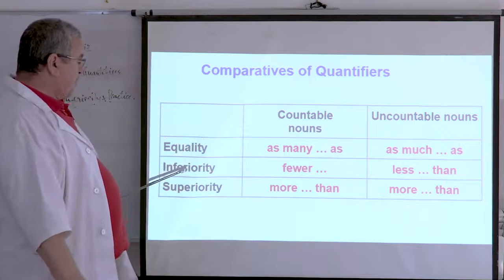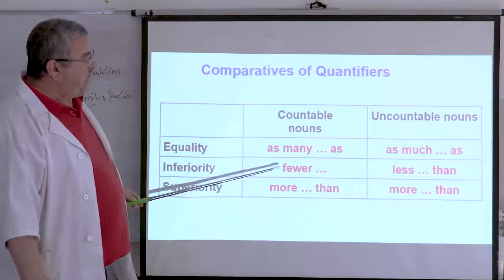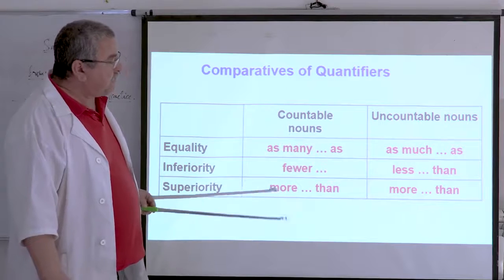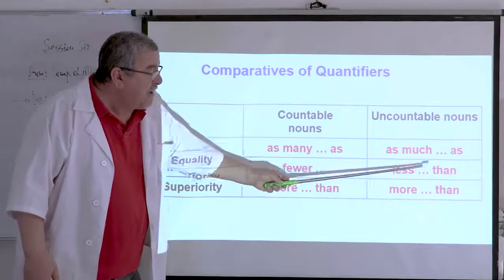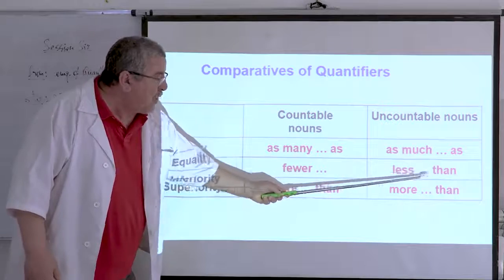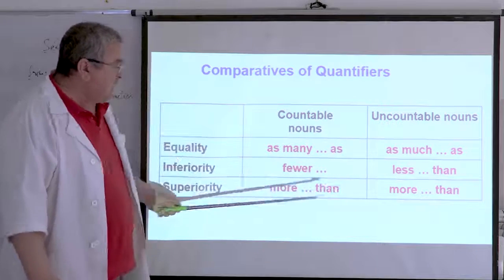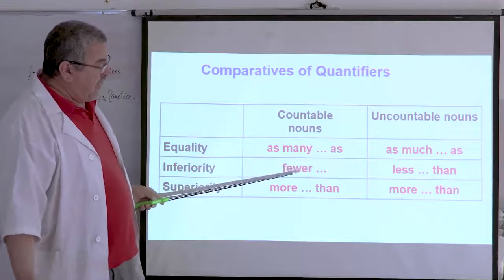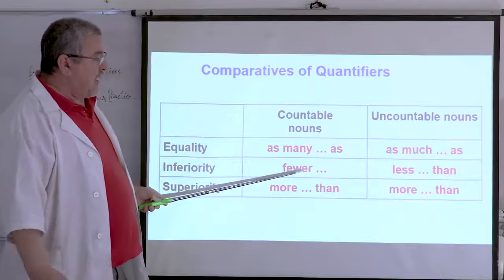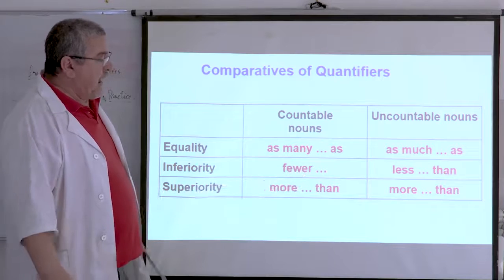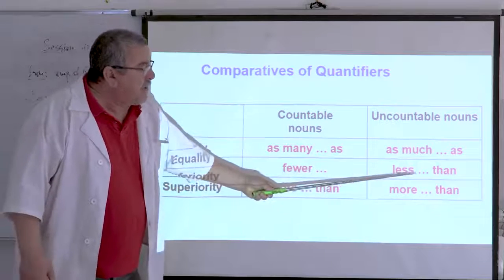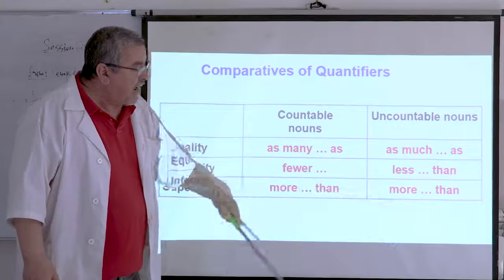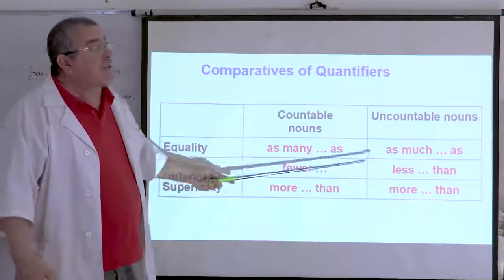Now, we talk about inferiority. Fewer than, and less than, which is used for uncountable nouns. So we use fewer for countable, fewer pupils, fewer inhabitants, but less money than, less importance than, less time than.